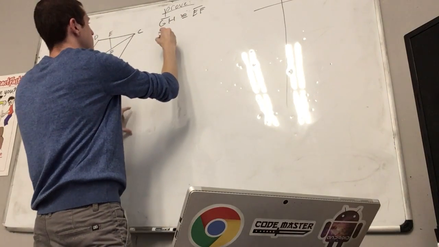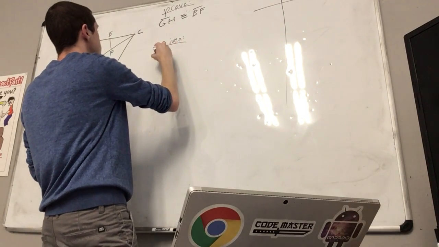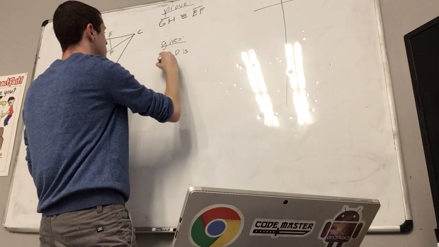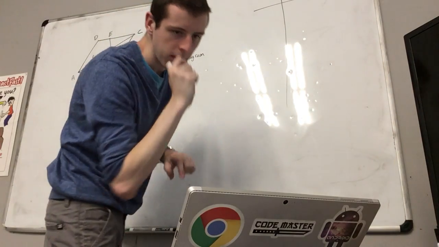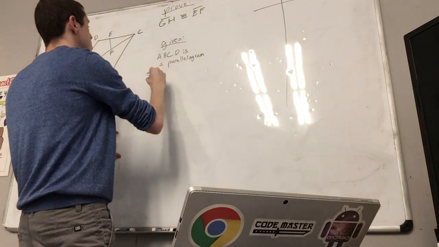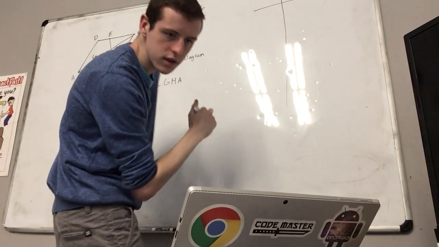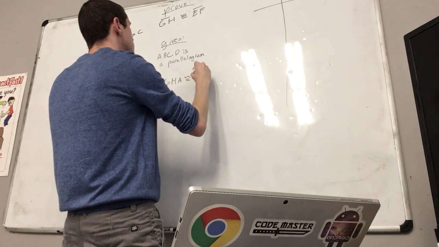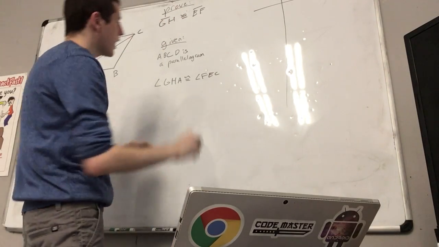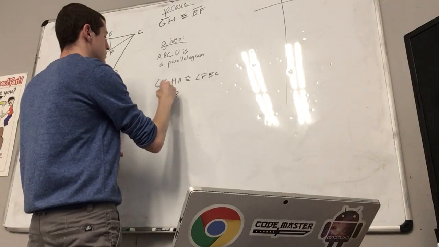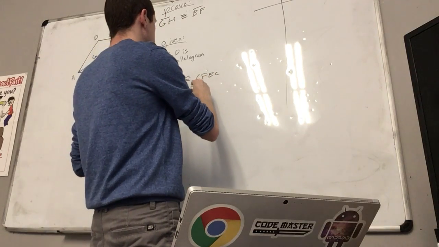Okay, I'm going to say given that ABCD is a parallelogram, angle GHA is congruent to angle FEC, and then HB is congruent to DE.